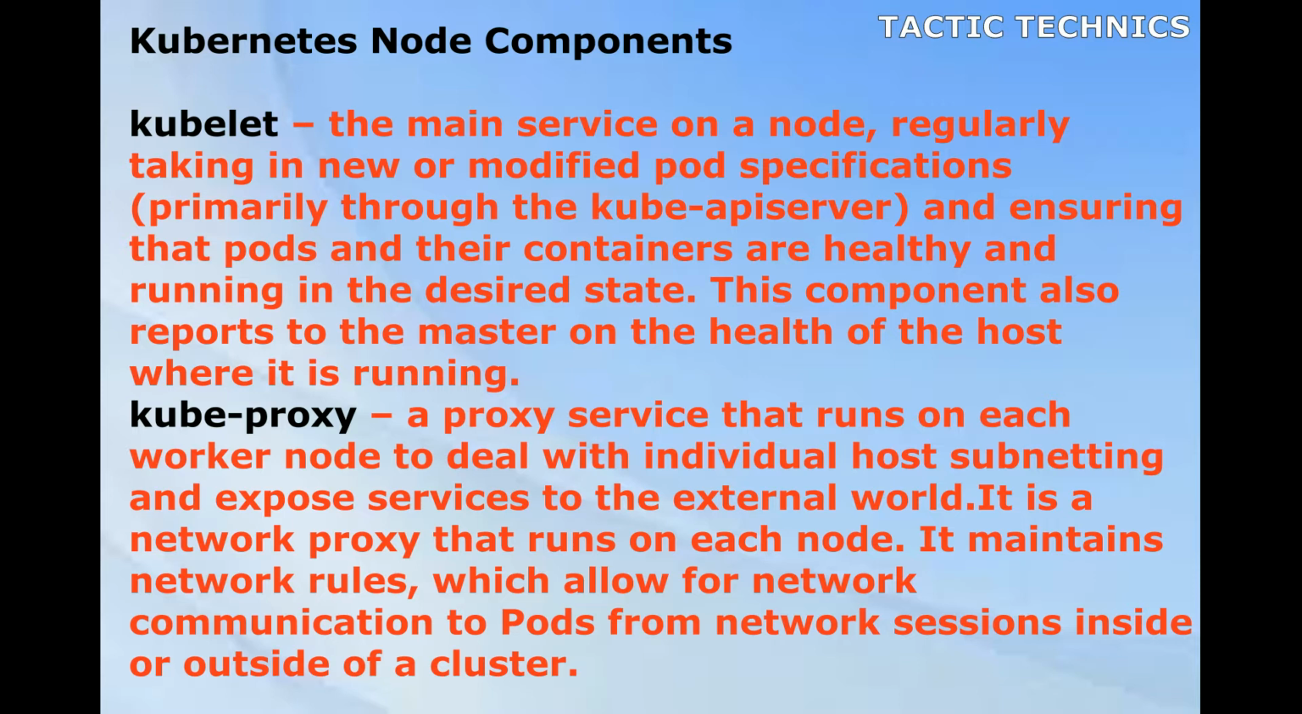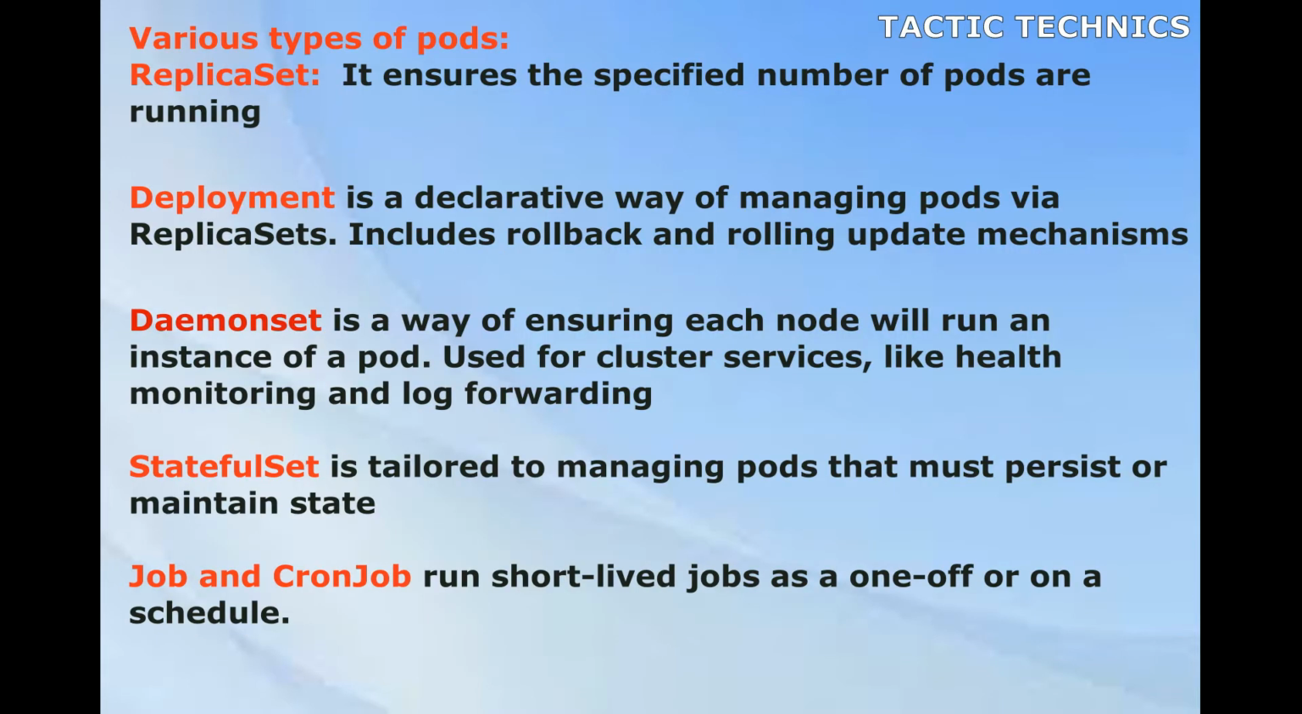Kube Proxy is a proxy service that runs on each worker node to deal with individual host subnetting and expose services to the external world. It is a network proxy that runs on each node. It maintains network rules, which allow for network communication to pods from network sessions inside or outside of a cluster.